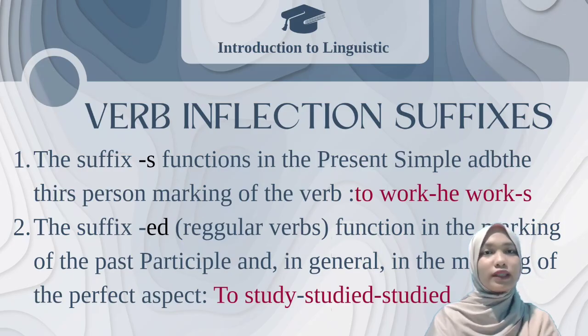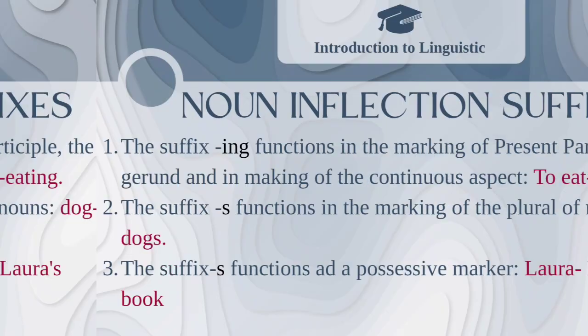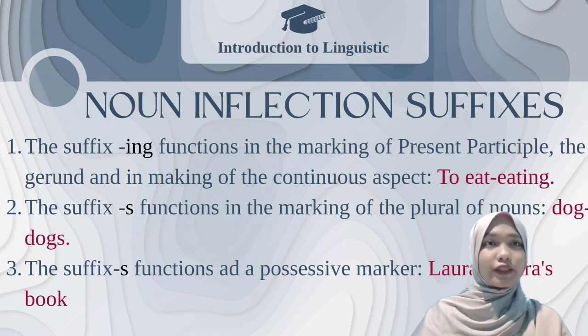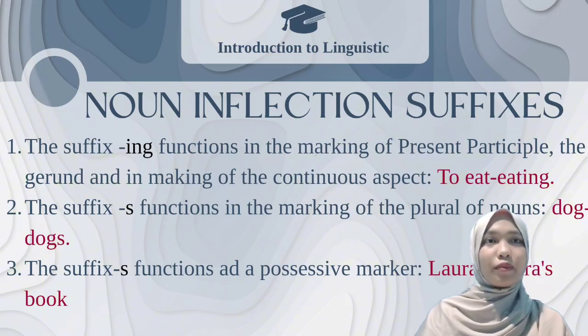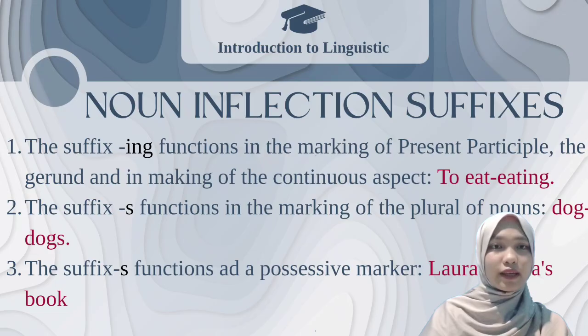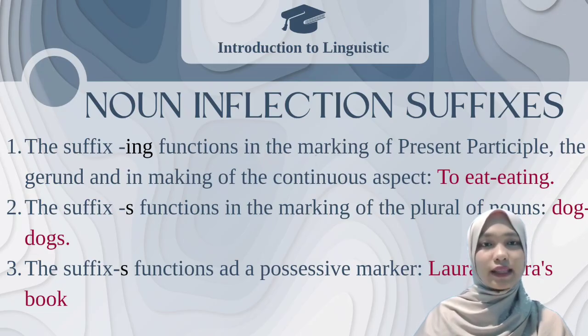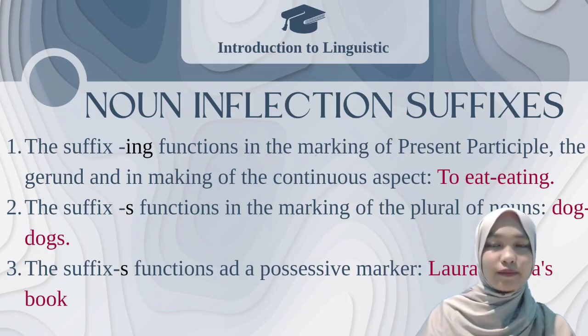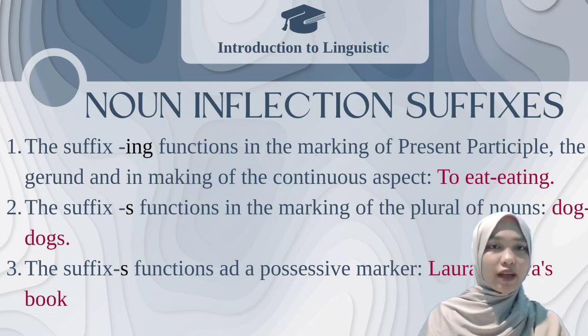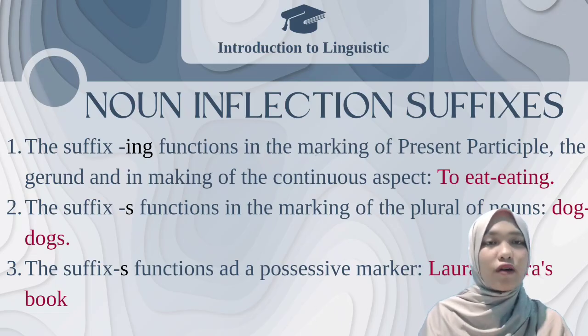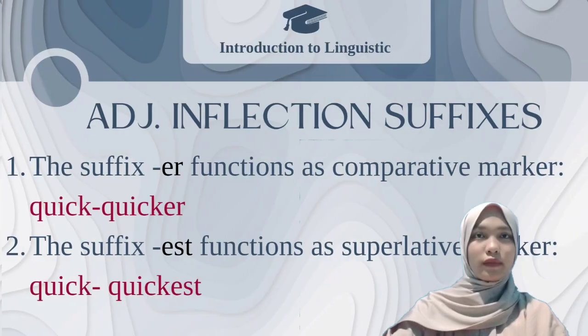For example, to study, to be studied. And then noun inflection suffixes. The first, the suffix -ing, functions in the marking of the present participle, the gerund, and in making the continuous aspect. For example, to eat and to be eating. The second, the suffix -s, functions in the marking of the plural of nouns. For example, dog into dogs.